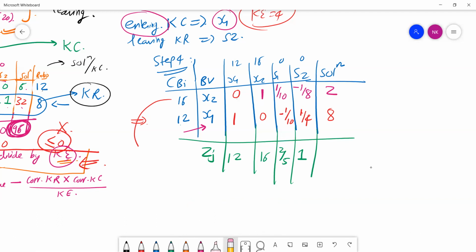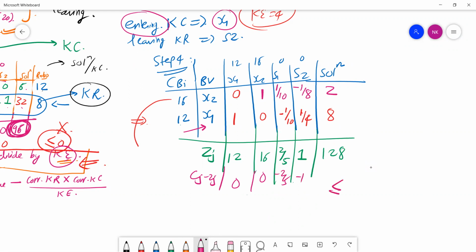And let's calculate the solution. For the solution, it's 16 multiplied by 2, so it's 32, plus 12 multiplied by 8, it's 96. So it's 128. Calculate Cj minus Zj. It's 12 minus 12, 0. 16 minus 16, 0. 0 minus 2 by 5, minus 2 by 5. 0 minus 1, minus 1.